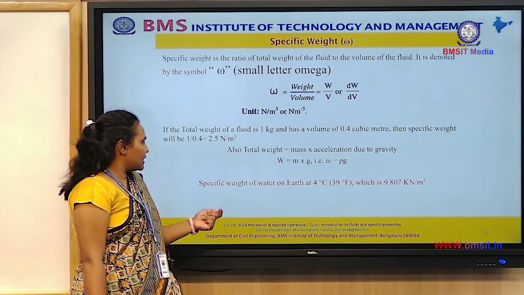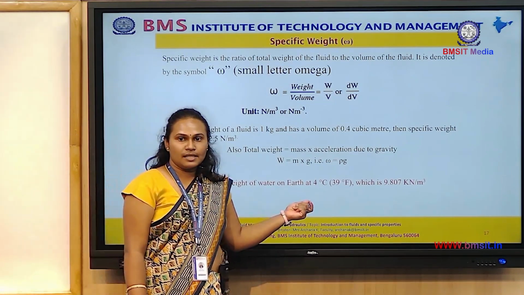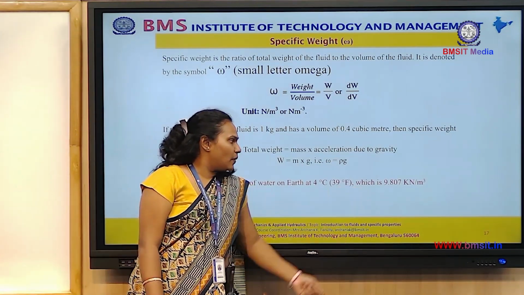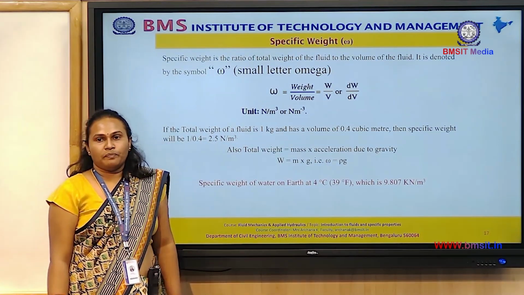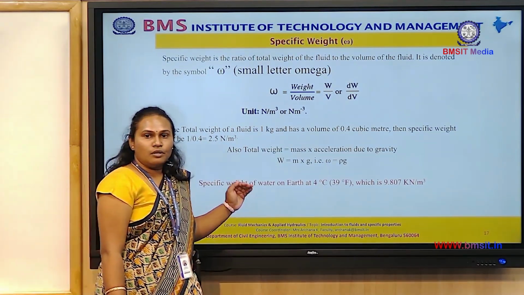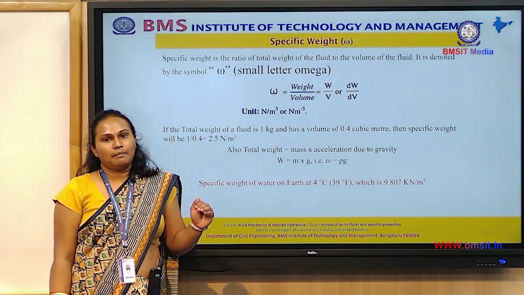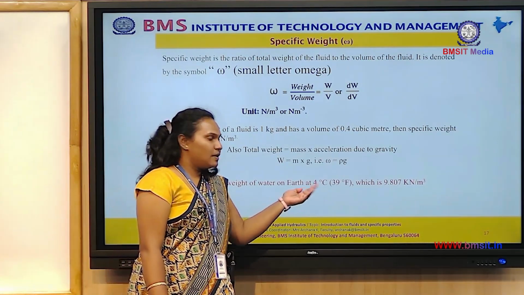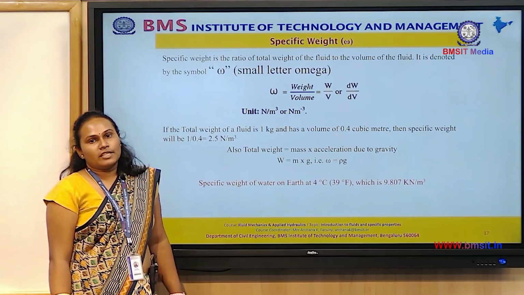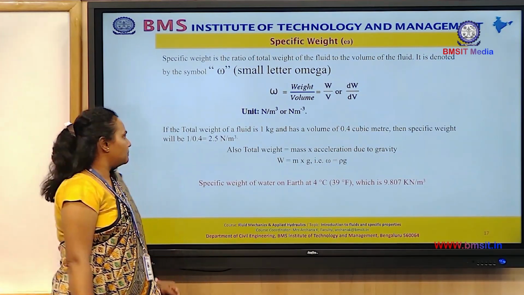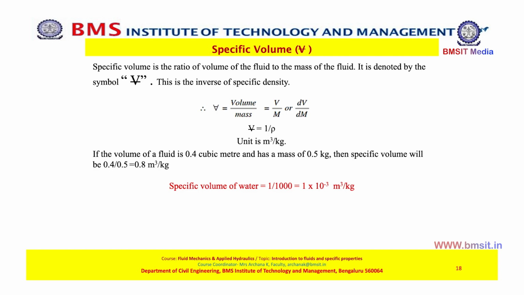For water, the specific weight of water at 4 degrees Celsius is nothing but 9.8 kilonewton per meter cube. Please also remember that these specific properties are affected by pressure and temperature. That's why we mentioned the temperature for the water when we have to describe the specific weight of the water. So the next one is specific volume.